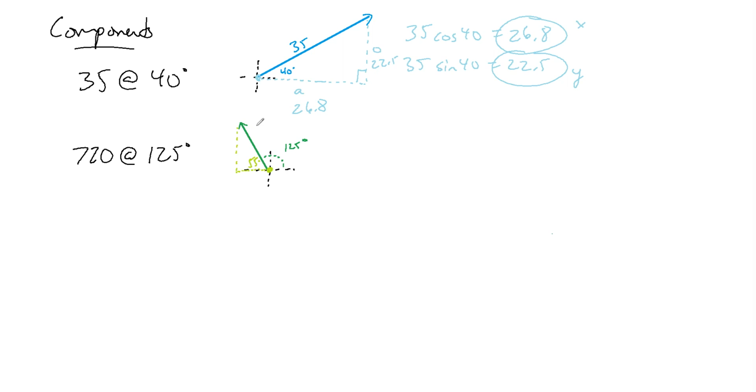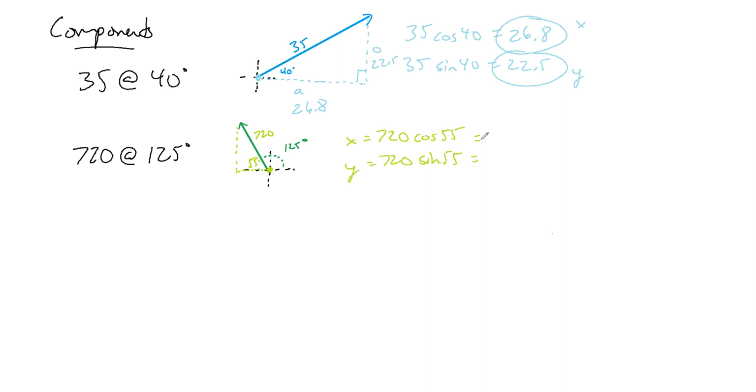Now I know this is 720 long. I know the angle there is 55 degrees. So again, I'm going to use cos and sine in order to find my x and y components. To find my x component, I'm going to do 720 times the cosine of 55. For my y component, I'm going to do 720 times the sine of 55 in order to find out how far sideways and how far up and down.